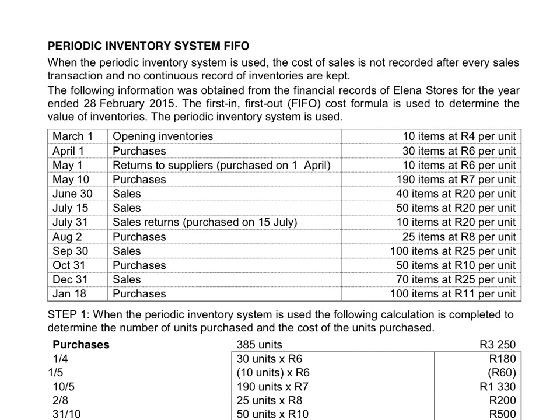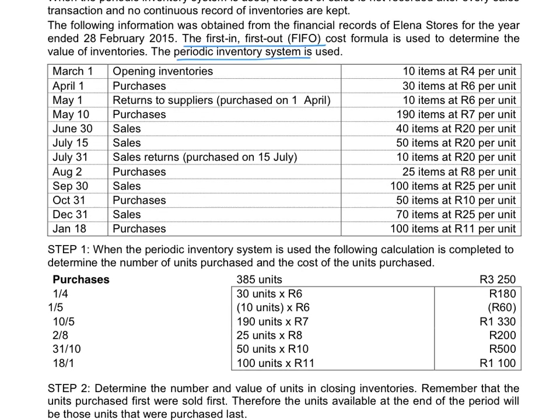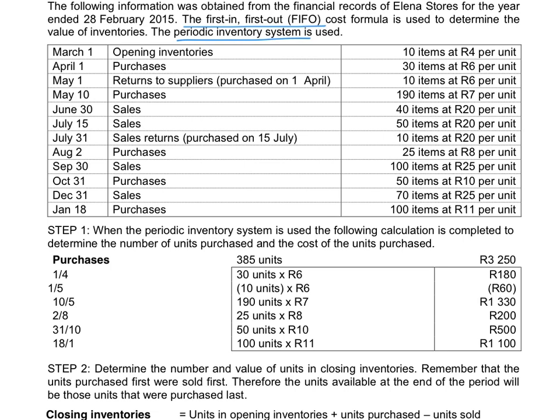The following information was obtained from the financial records. The first in, first out method is used, and they use the periodic inventory system. So if I look at the information provided, they give me opening inventory and then they give me the purchases. So I'm going to record all the purchases so that we can see what our total purchases are.